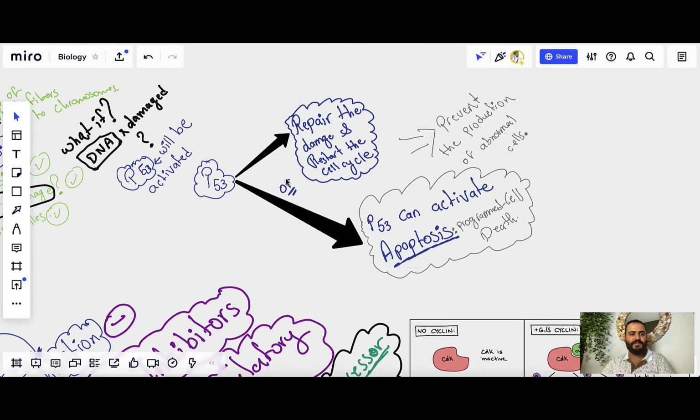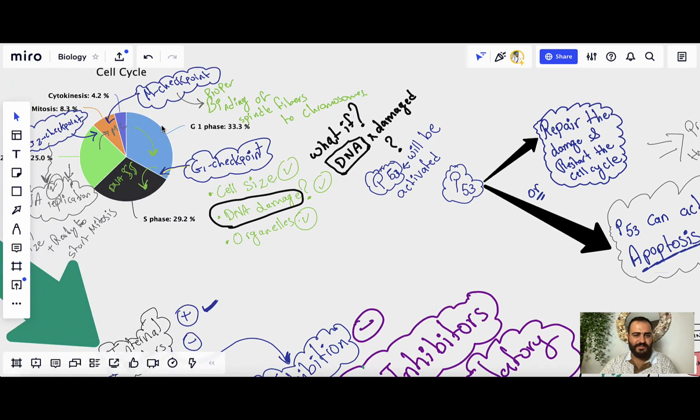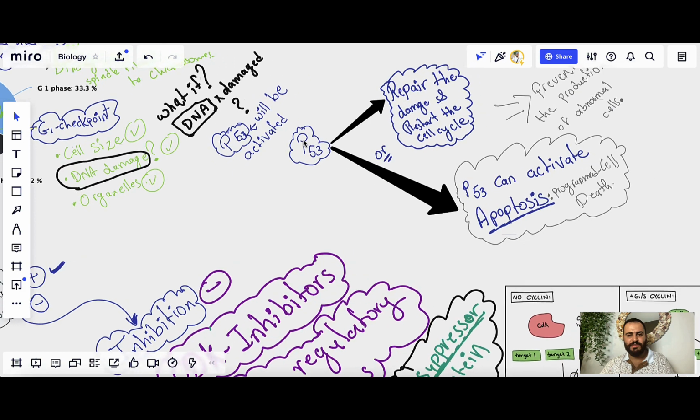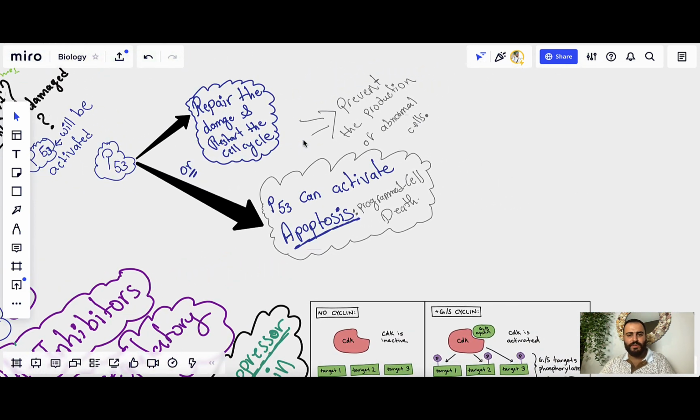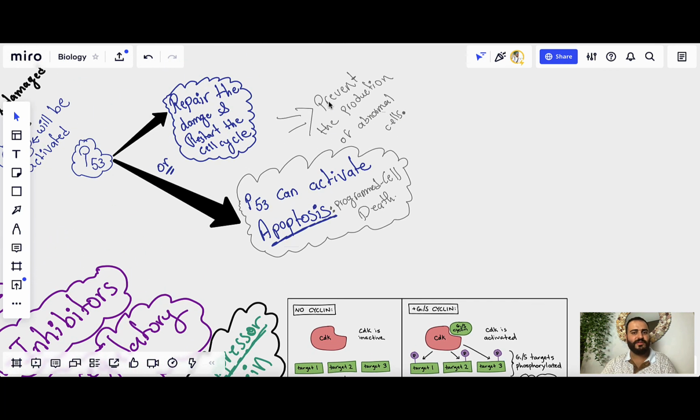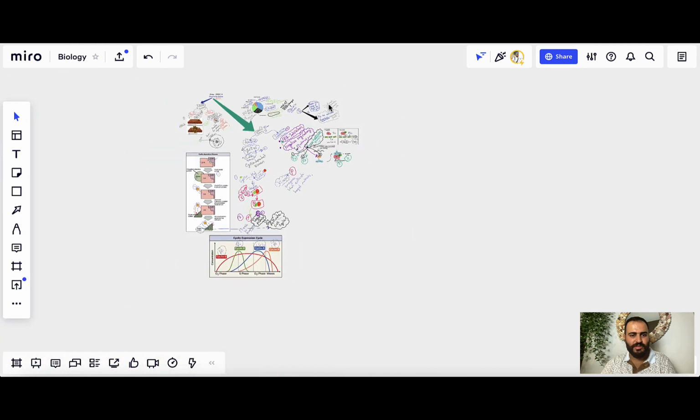One example is when the DNA is damaged during G1, P53 will be activated, and P53 will try to activate the repair mechanism. If the damage of the DNA cannot be repaired by other proteins, then P53 will activate apoptosis, which is programmed cell death or self-destruction of the cell. As a result, there won't be abnormal cells produced.